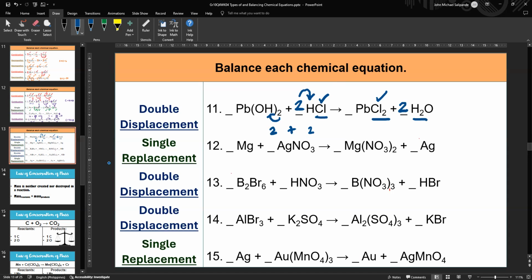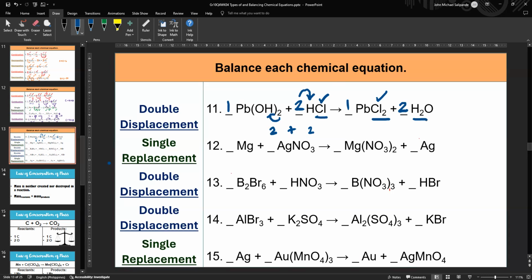And both lead and oxygen are already balanced. So that means this equation is balanced already, but for formality, I would just like to place 1 on the remaining reagents.